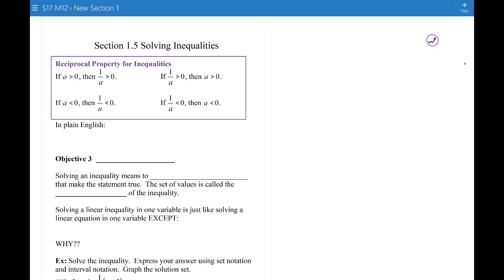So in plain English, taking a reciprocal does not change the sign of a number or expression. It does, though, change the inequality. Let's think about this. 2 is less than 5, right? So now do reciprocals. Oh, now a half is bigger than a fifth. So if I do reciprocals of two numbers, the inequality reverses.